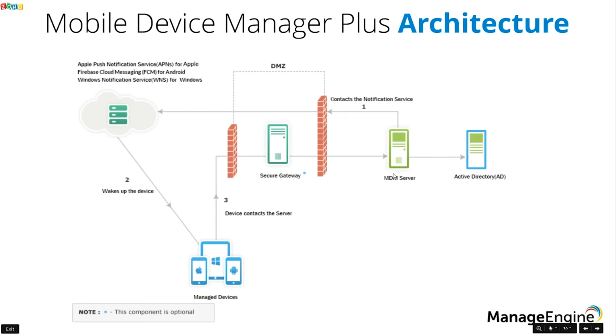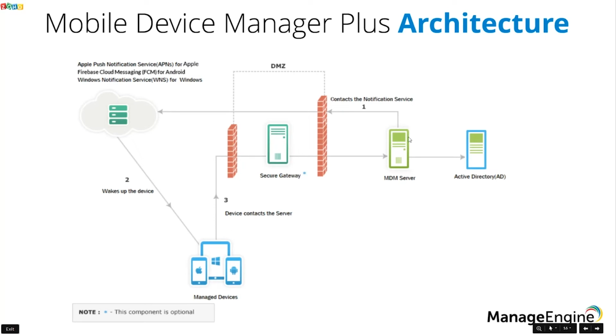So what happens in the backend is when you distribute an app, that command will be sent from the server to the notification service. If I try to distribute the application to an Apple phone or an iPhone, the APN service will receive the command from our server, use the unique identifier numbers like UDID or serial number of the device, and wake up the device, which in turn will contact the server to know what command to execute. If it is app distribution, the device will install the app and send back the status to the server.